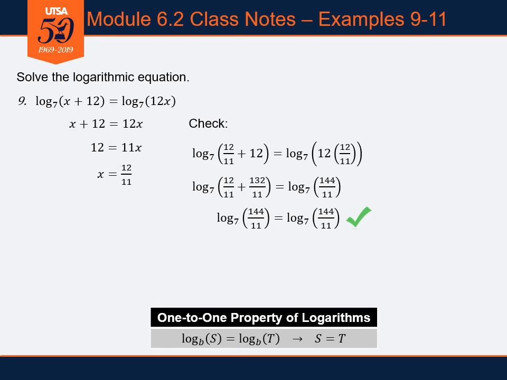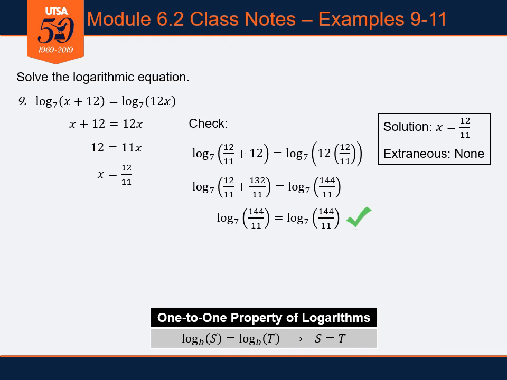But as we see here, done correctly, the fractions are equal, the logarithms are equal on both sides of the equation, so we're good. We found a solution of x equals 12 over 11, and it worked, and there are no extraneous solutions, so we're done there.